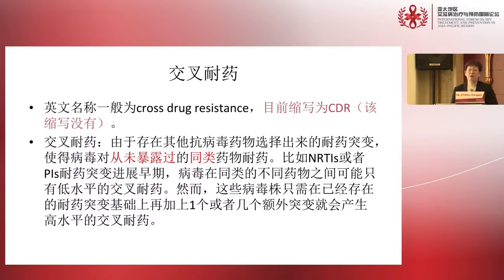Another concept we usually use is cross-drug resistance. We call this CDR. That means if the individual only receives ART when the viral load is very high, then after 6 months of treatment, the drug resistance profile may be different. There would be extra loci that the first set of drug resistance tests did not show.